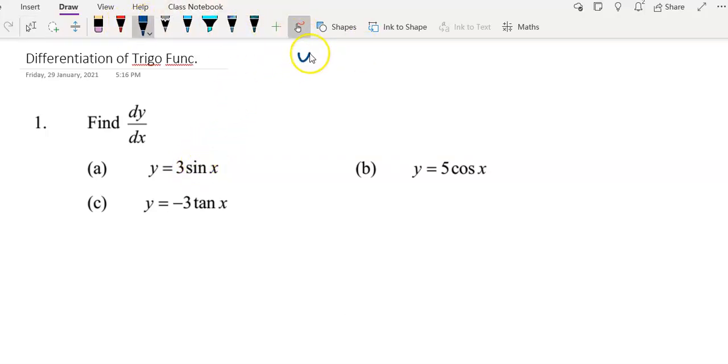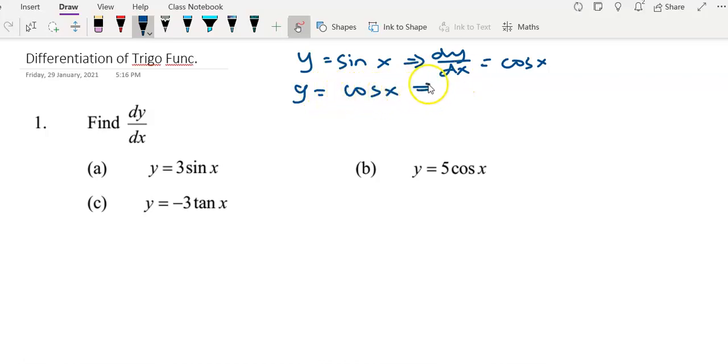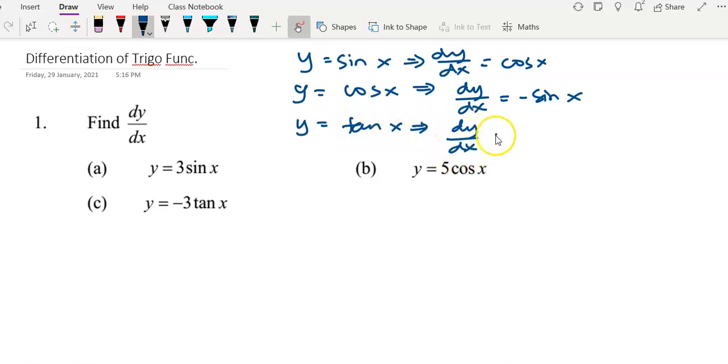If we have y equals sine x, dy/dx, you will get cos x. You need to remember this formula first before you proceed to the question. If y equals cos x, then dy/dx will be equal to negative sine x, and y equals tangent x, you have your dy/dx equals secant squared. Those are the basic trigonometric functions, with the angle being x.